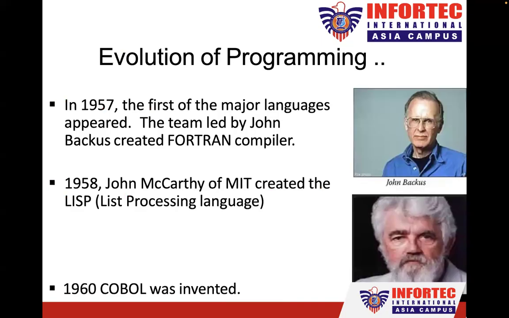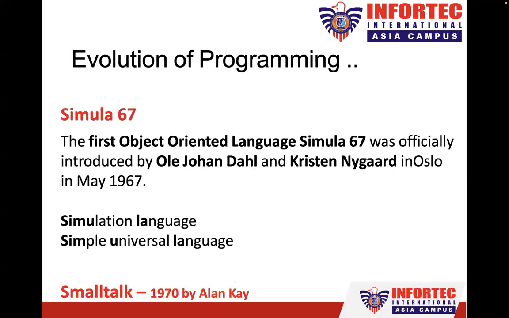And then in 1958, the LISP (List Processing) language was introduced. In 1960, COBOL was invented. And then we came to object-oriented programming. When we do programming, we have different ways to do that. One way is object-oriented programming. In object-oriented programming, we target objects. If you want to give a very realistic solution for a real world problem, then the best option is object-oriented programming.